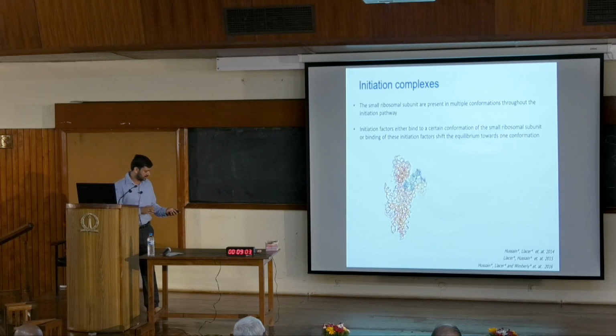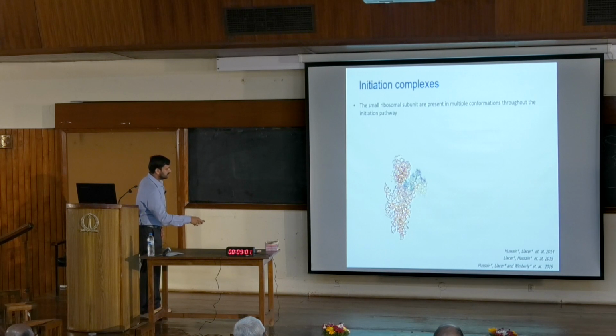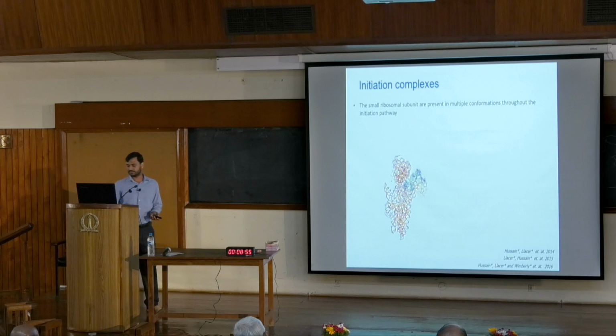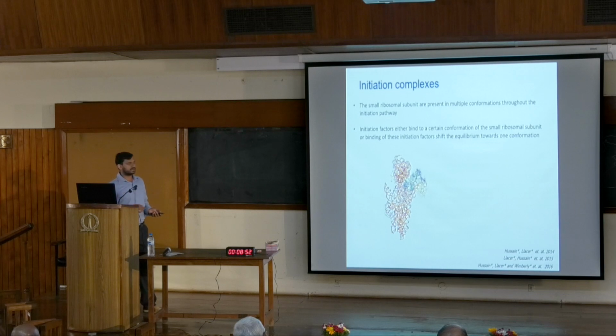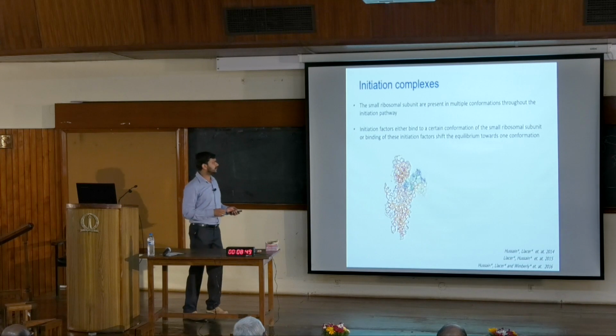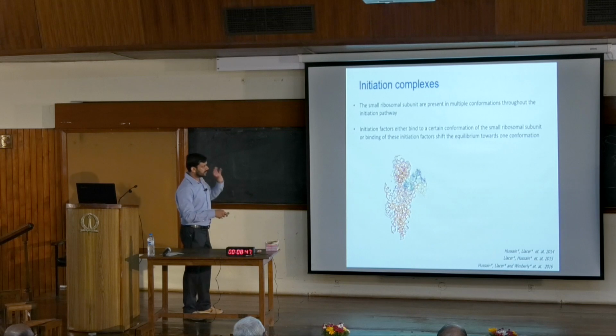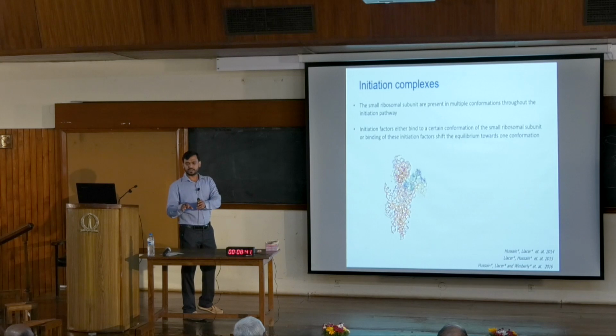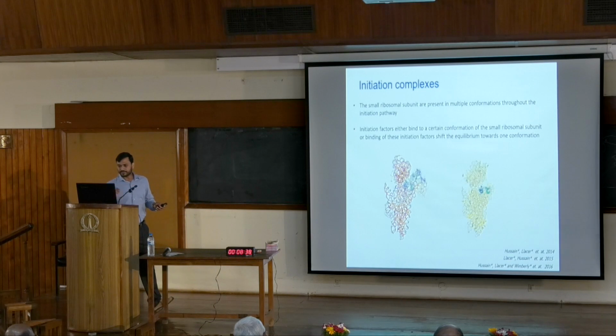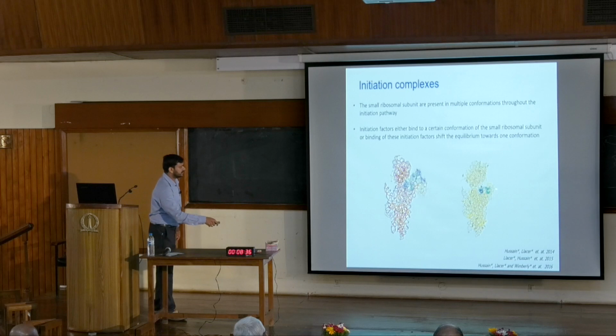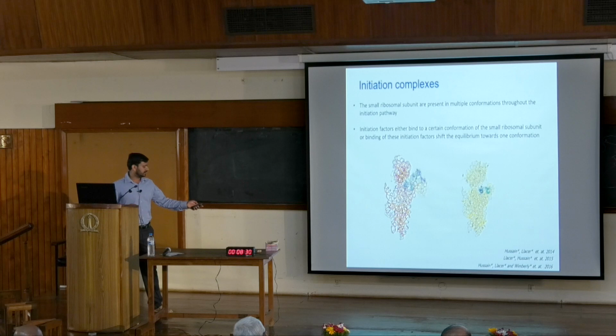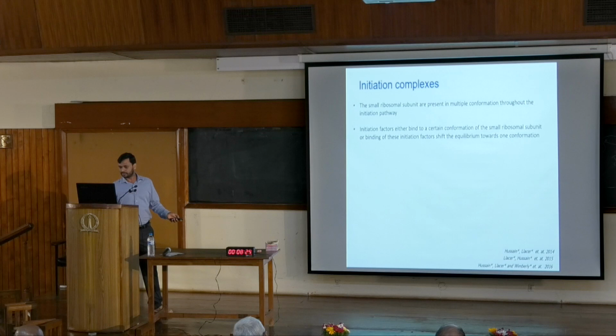And you can see here that the lines, the red, yellow and the purple, do not overlap completely, so they are in different conformations. What we also learned is that binding of these helper proteins, the initiation factors, can either bind to a given conformation of the ribosome, or the binding of these factors can shift the equilibrium to one of the conformations. For example, in this case, if these two factors bind, we always find the head in one fixed conformation. Otherwise, in the absence of it, it can wobble, or it can rotate and close and open.